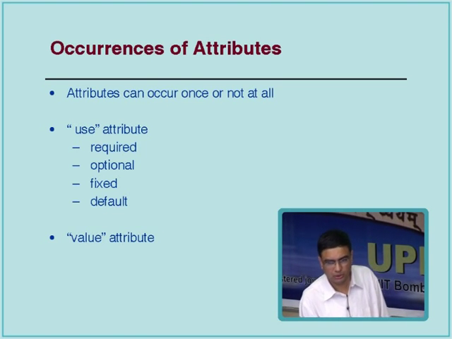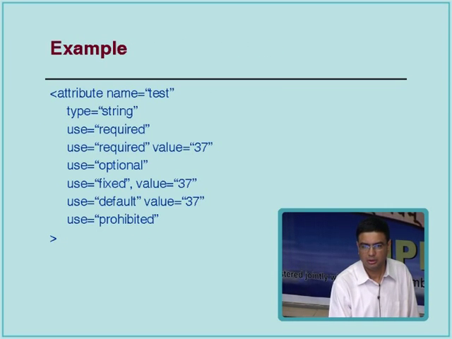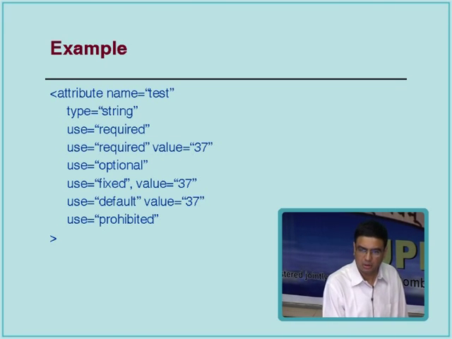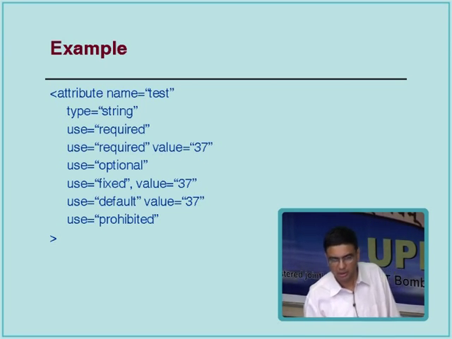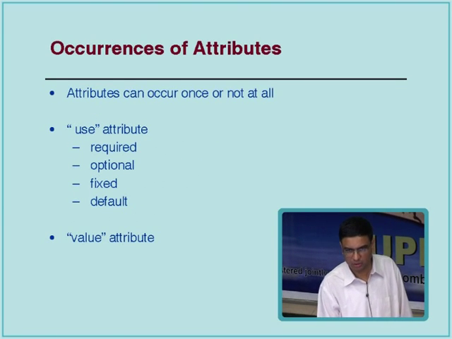So there is a notion of use aspect and value aspect for occurrences of attributes. I think the example is better. The use is required. So the attribute name is test, type is string, the use is required and the value has to be 37. Or it can be optional and fixed. So there are different combinations that can be created out of this. The use is required, optional, fixed or default. So one of the 4 things.